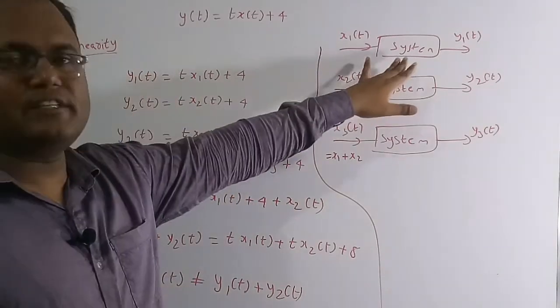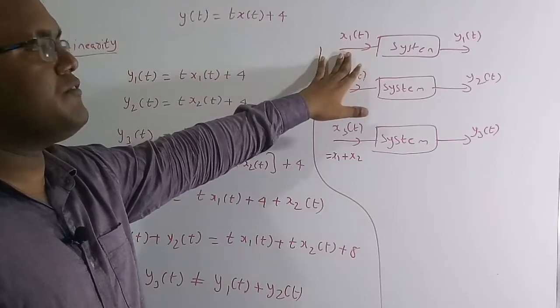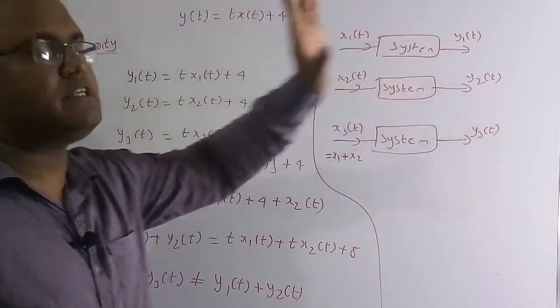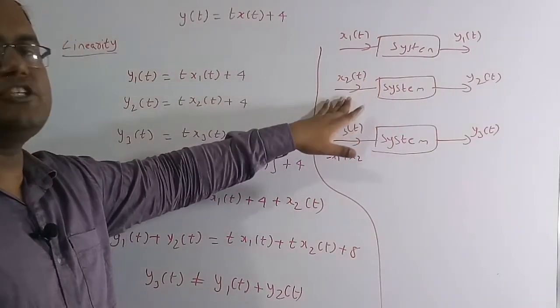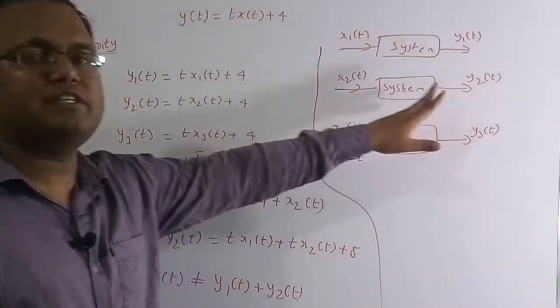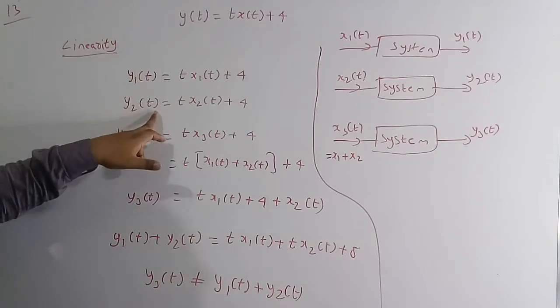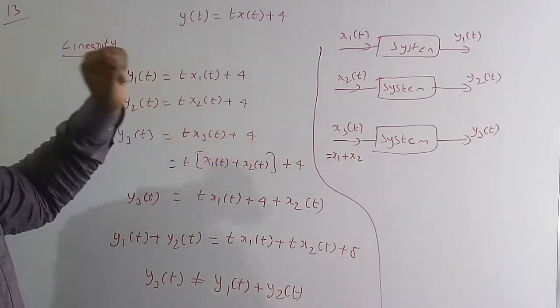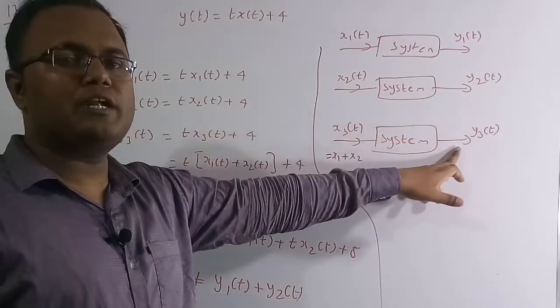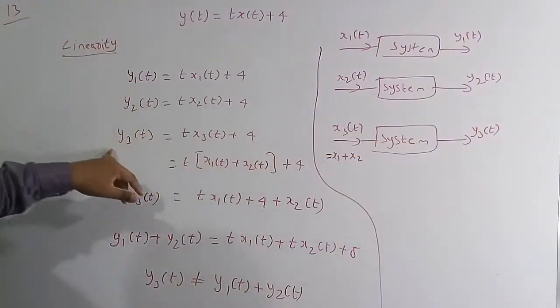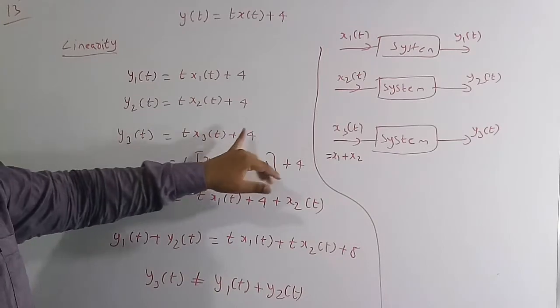So here for this system, let me assume the input is x1 of t. Therefore the output expression is y1 of t, which is t into x1 of t plus 4. For the same system, if the input is x2 of t, then the output will be y2 of t. The expression of the output is y2 of t is equal to t into x2 of t plus 4. Now for the same system, if the input is x3 of t, then the output expression is y3 of t, which is t into x3 of t plus 4.